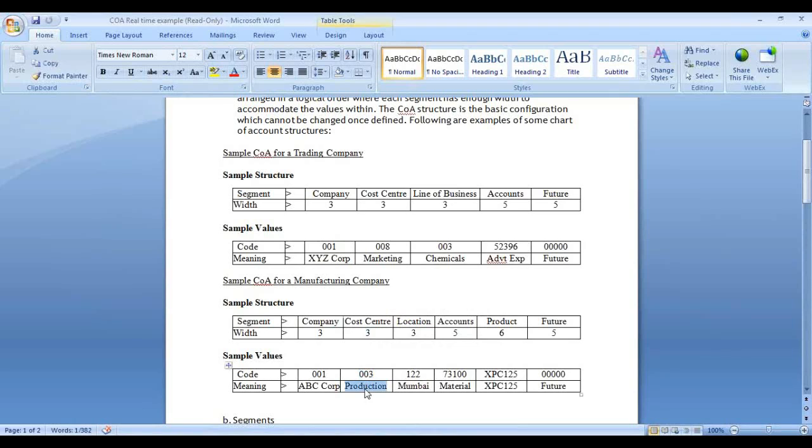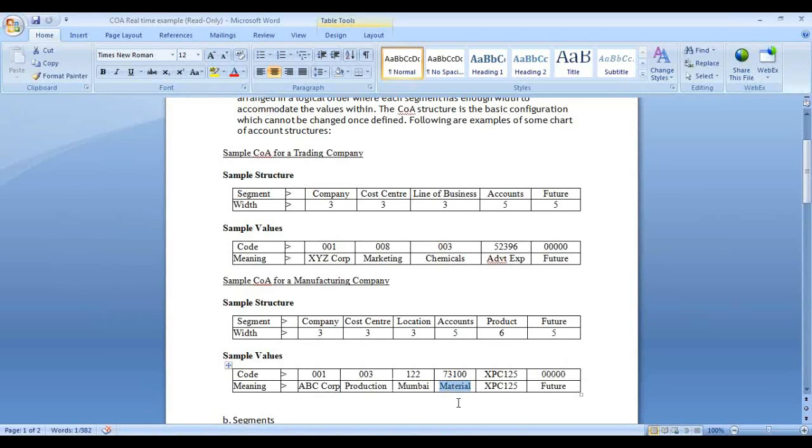If it's 3, then the codes which I use to represent those values will have to be only with a length of 3. So 003 cost center is production. Say department is production department. Location, it is Mumbai, represented by 122. It's a city in India where this manufacturing company is doing business or manufacturing their products. This segment accounts has got one account, say material, 73100 is a code for this material account.